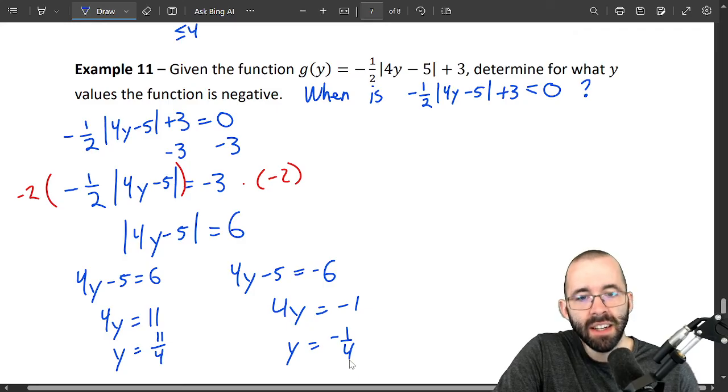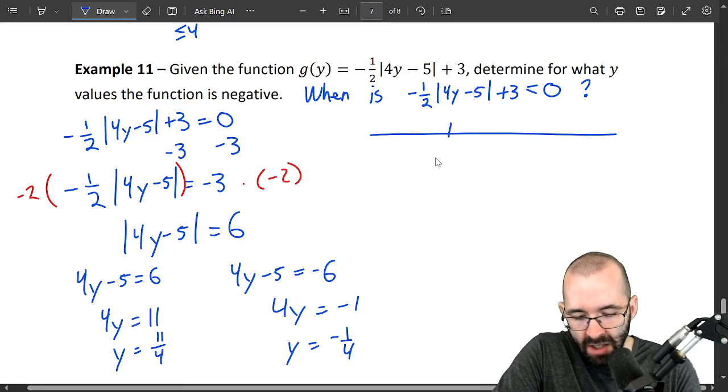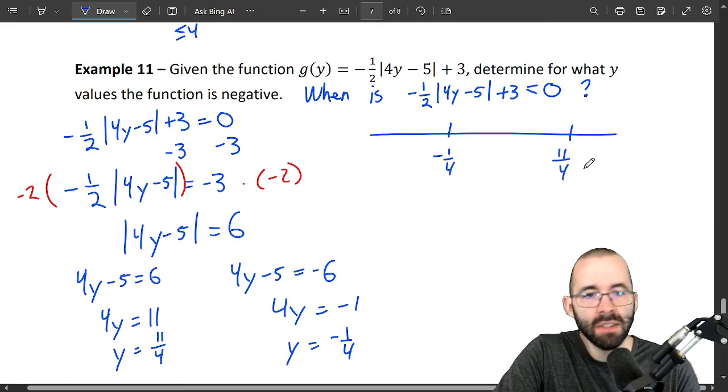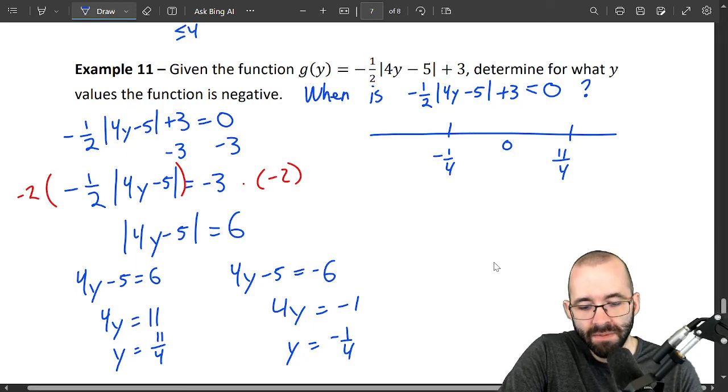One way is the way that we did before. All right, let's look at a number line. Negative 1/4 is here. 11/4 is here. Let's pick something between them. Maybe 0. And if 0 checks out, we know we're in that part, inside these two places. If 0 doesn't give us what we want, we must be on the outside.